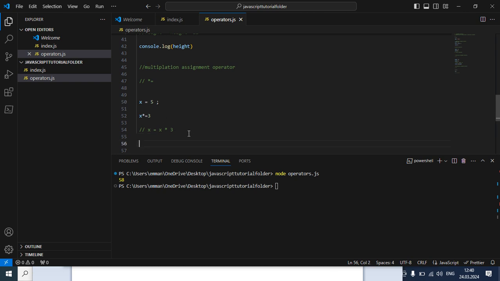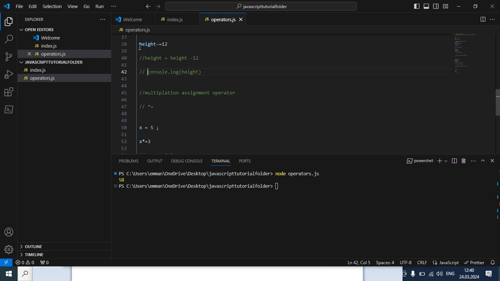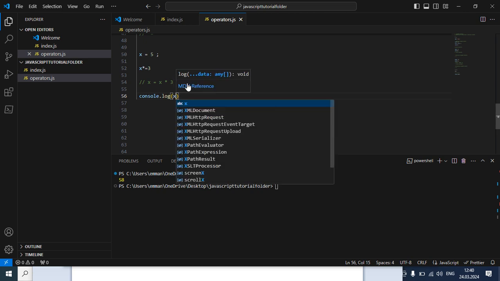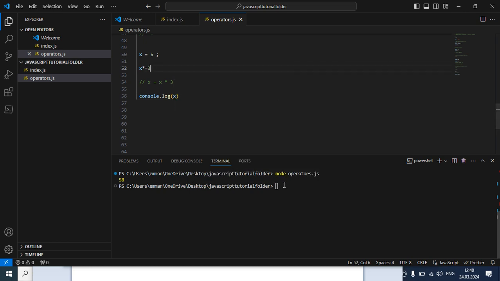So let's look at it, so I comment out this so that you don't get confused. So let's console.log the value of x. So let's go to our terminal. 15. So very easy.